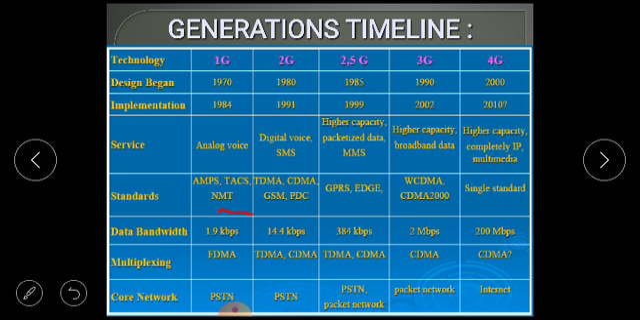And also the speed is given, and also the technology used. In the first generation FDMA is used, in the second generation TDMA and CDMA, and in the third generation CDMA, and also in the fourth generation CDMA is used along with some other technologies also, right?